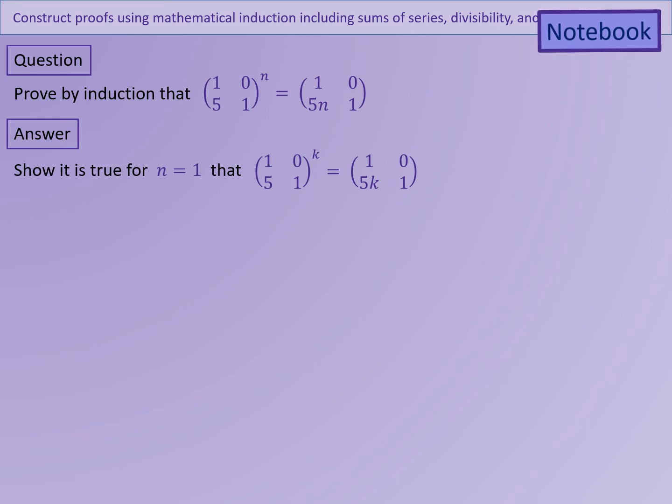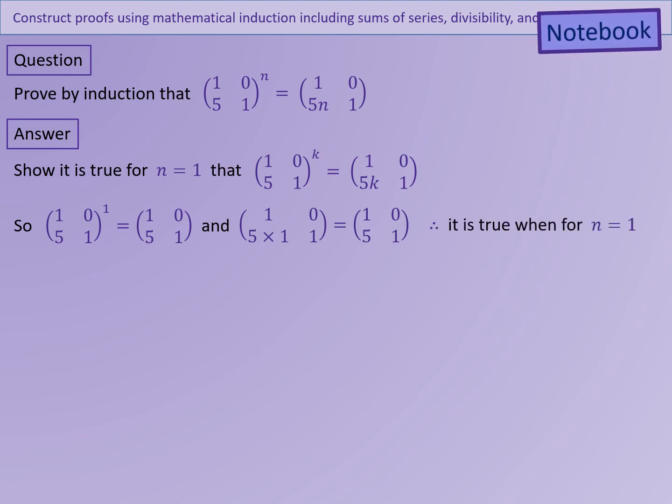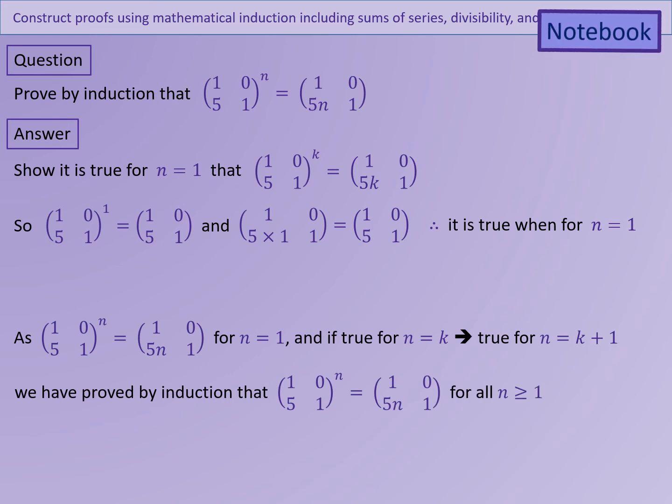We now need to show the result is true for n equals 1. So for n equals 1, the left-hand side will just be 1, 0, 5, 1. And the right-hand side will also be 1, 0, 5, 1. Therefore, we can conclude it must be true when n equals 1. And we can finish the proof with our last statement that as the result is true for n equals 1, and if it is true for n equals k, it will also be true for n equals k plus 1. Remember to use the word if here. We have proved by induction that this result is true for all integer n greater than or equal to 1.